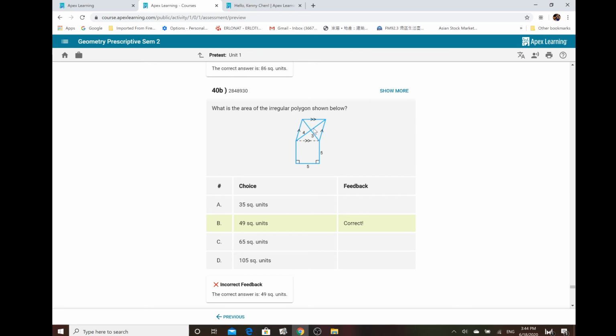Area of the rhombus. Got to be careful with that. This one, half of the segment is 4, so the entire segment is 8. So this one's 3, so the entire segment is 6. So 8 times 6, 48. Divided by 2, so we do have 24. 24 plus 25, which is what? 49. 49 square units.